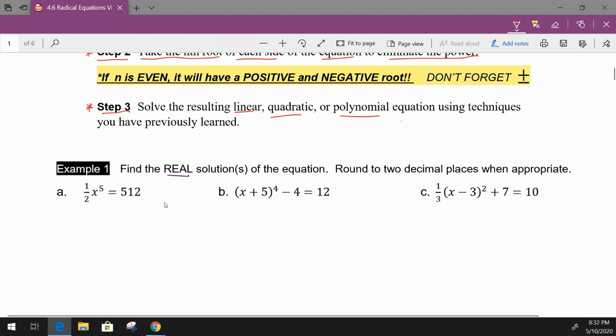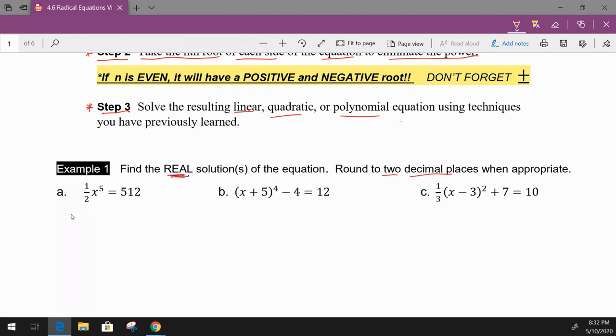So when we were first solving polynomial equations, we noticed that if the degree was 5, there were going to be 5 solutions. However, we are not going to be finding all 5 solutions. We are only finding the real solutions, and we are going to round to 2 decimal places if we need to. That will come up once in a while, but not very often.